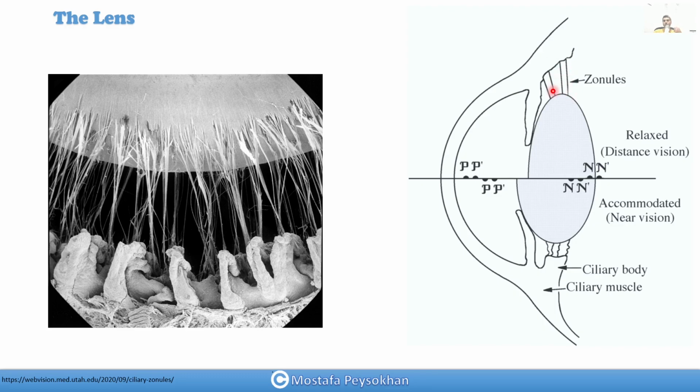Those lines or those belts are usually under stretch when we are looking at a far distance, or we are in the relaxed situation or distance vision. As you can see, they're under stretch, so our eye is relaxed, and because the lens is under stretch, the radii of curvature of the lens's two surfaces are very big.